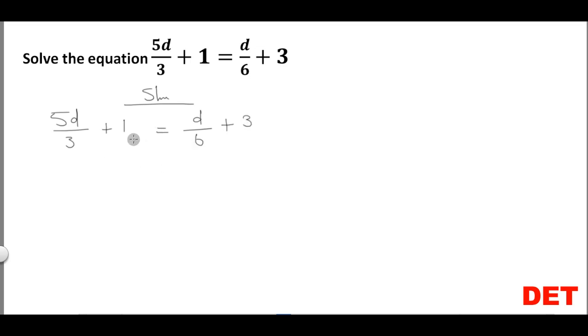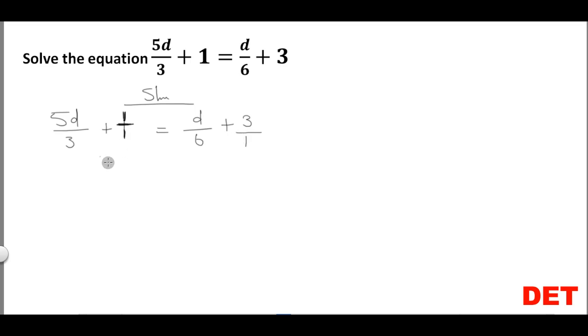So the first thing I would want to do is to resolve this fraction into a single fraction and also resolve this fraction into a single fraction so that I can cross multiply. Alright, so this 1 is the same thing as 1 all over 1. 1 divided by 1 will still give you 1. This 3 is the same thing as 3 over 1. 3 divided by 1 will still give you 3.